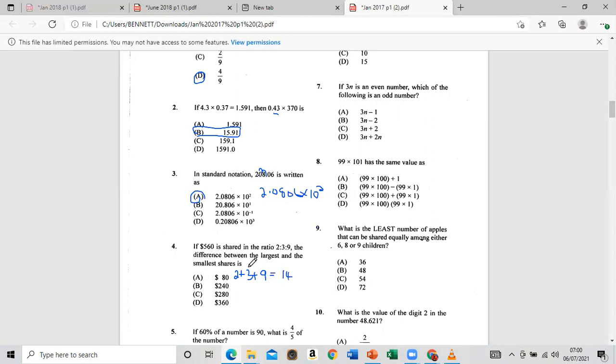Now they say the largest and the smallest share. So the smallest share would be 2 out of the 14 times 560. Alright, so 14 into 56, that goes 4 times, right? 4 times 2 is 8. So this smallest share would be 8.